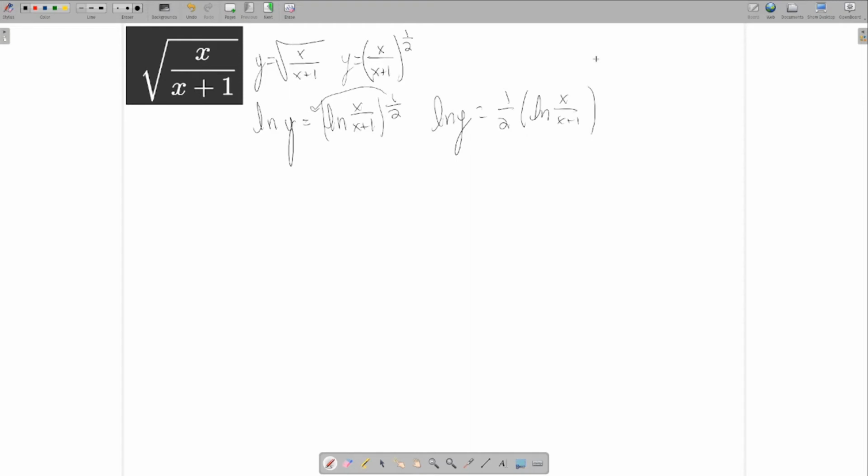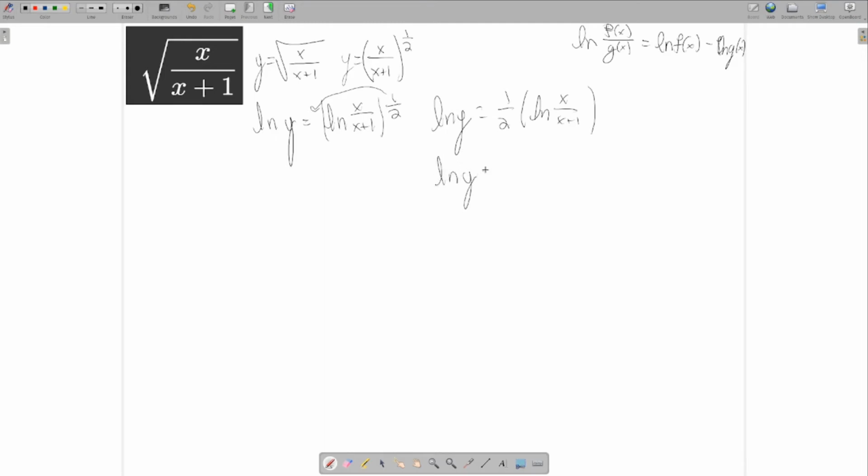And if you remember from algebra, you would know that the natural log, or any log for that matter, of some function over another function is equal to the difference of the two parts. So natural log of f of x minus natural log of g of x. And that'll help us here. It'll simplify things a lot. We won't have to use the quotient rule.